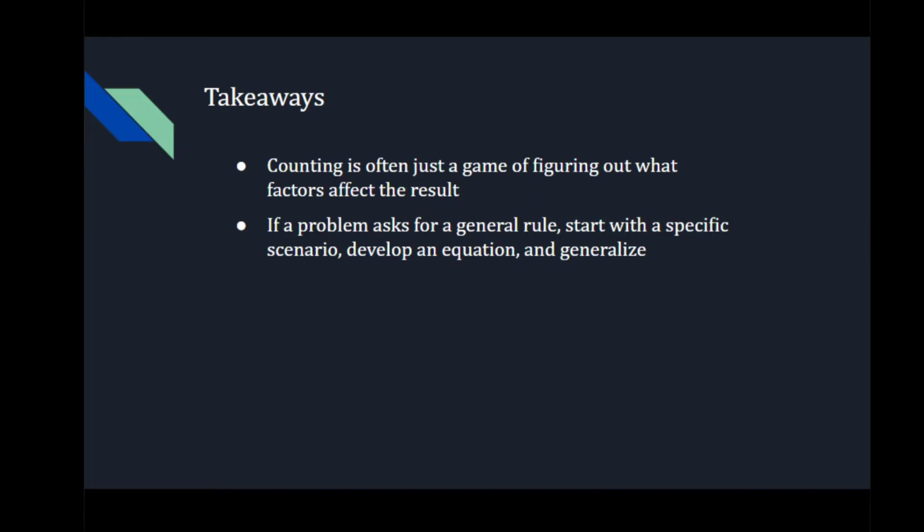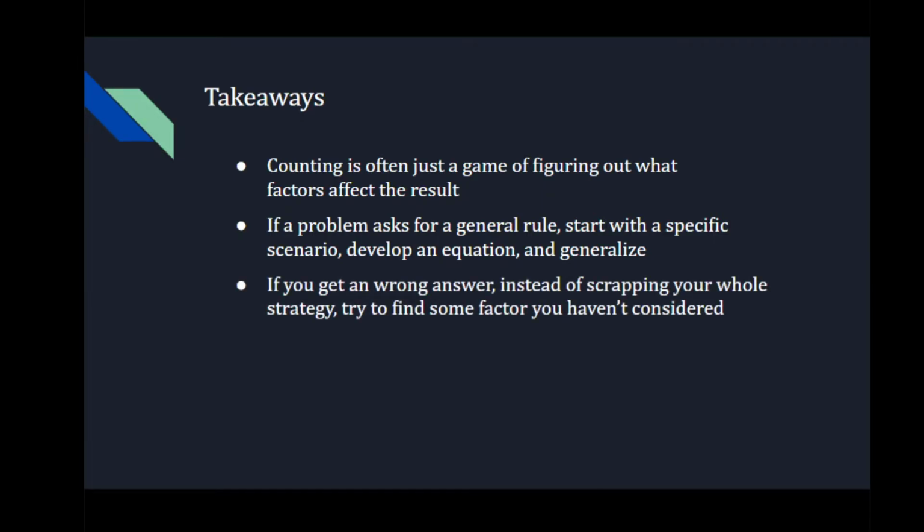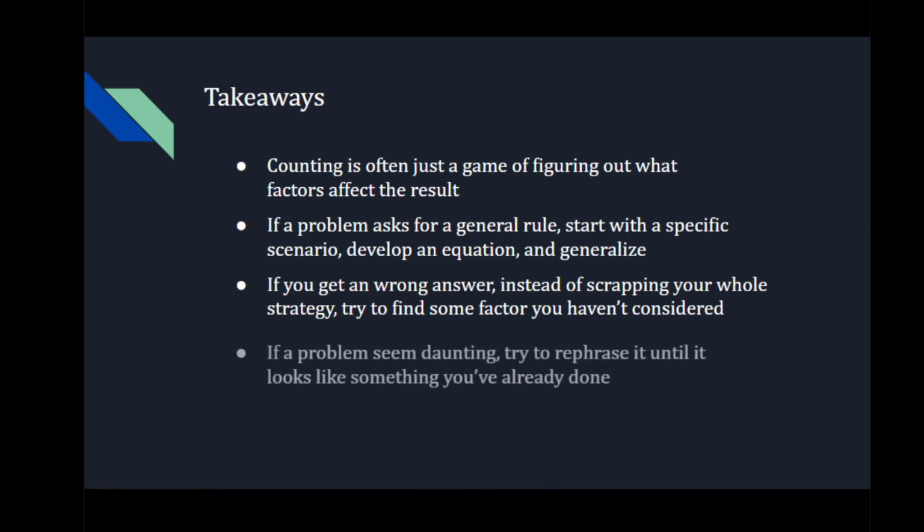Number 3, if you get a wrong answer, instead of scrapping your strategy, look for ways to modify it to account for some factor you hadn't considered. In the handshake problem, we modified it twice to account for shaking our own hand and double counting each handshake. Lastly, and this is why I showed 2 similar problems, if a problem seems daunting, try to see how it might be related to a problem that you know how to solve, or rewrite it in a more understandable way.